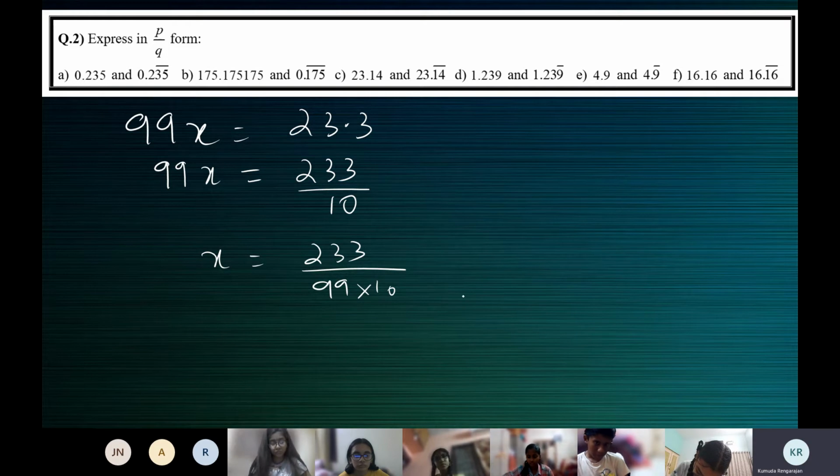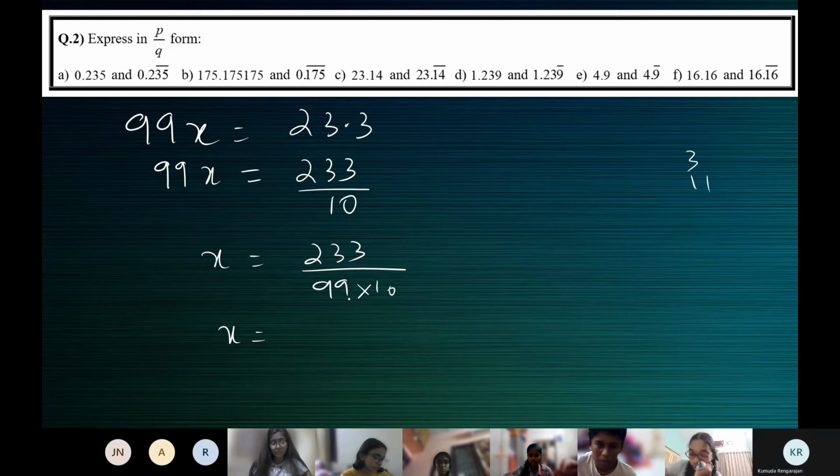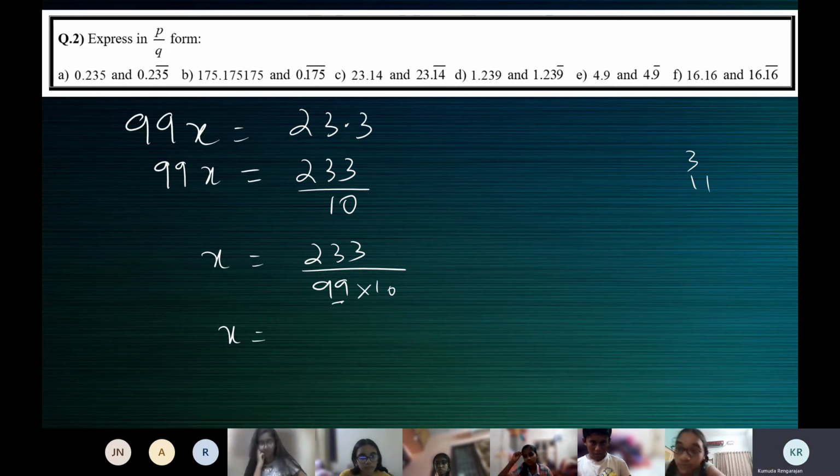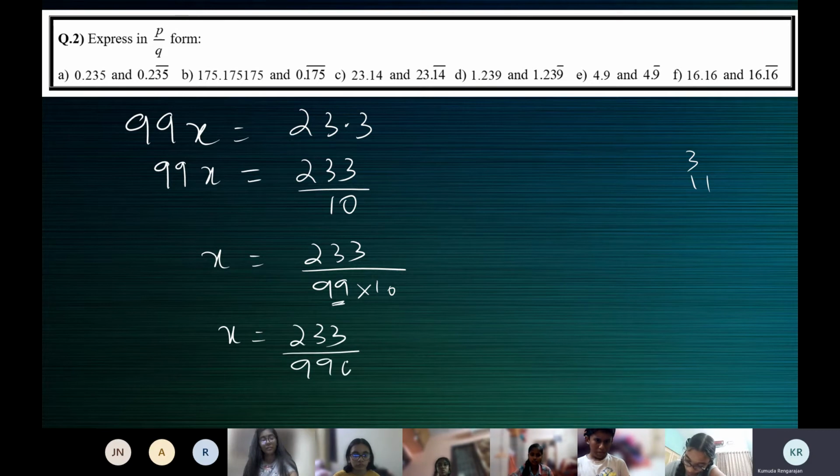Now to simplify is your job. You should check if it can be simplified, or I'll just tell you how you should do it every time. 99 is divisible by 3 and 11. Prime factors you must take, not all. Now 99 is also divisible by 9, but we are talking about the prime numbers. So check if 233, the numerator, is divisible by 3 and 11. Ma'am, it's not divisible by both the numbers. Then it's in the simplest form. Okay, let me finish the answer. So 233 by 990.